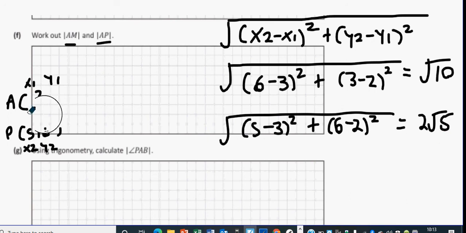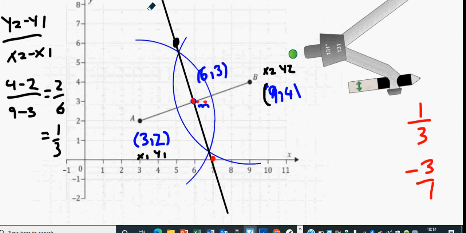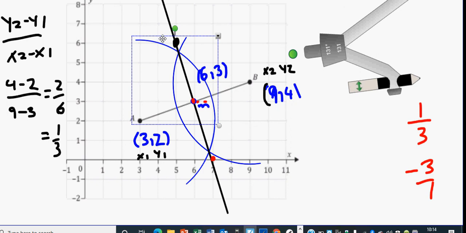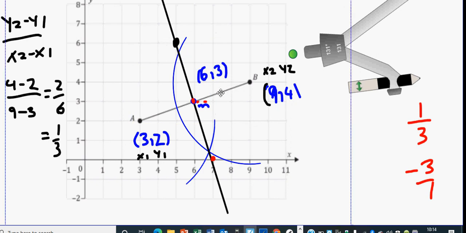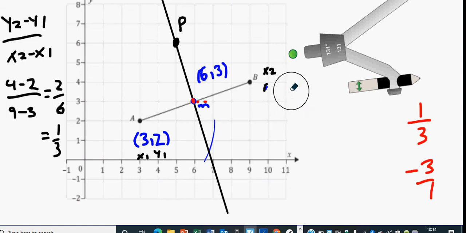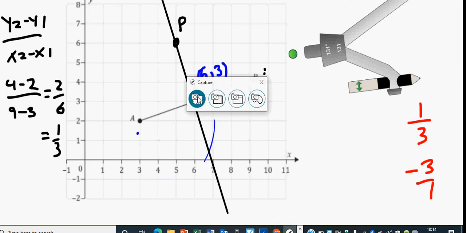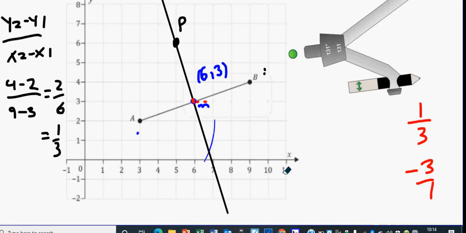Now, if you go back to your original diagram, okay? Root 10 and 2 root 5. Okay, now, just give me a sec. Just going to make it a bit less cluttered. Alright, now, which one's P? That one's P, is it? Okay, and what two distances did we get last time? AM and AP. So we got AM and AP. So here's what they want from us, and this will finish off this really quickly, okay?